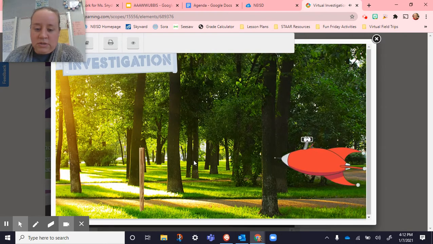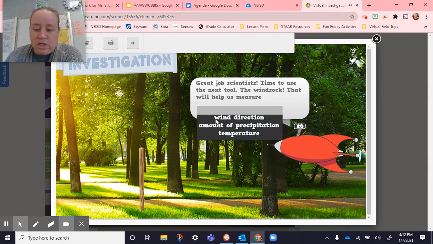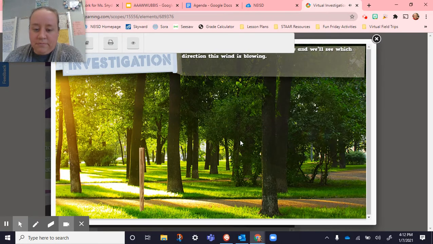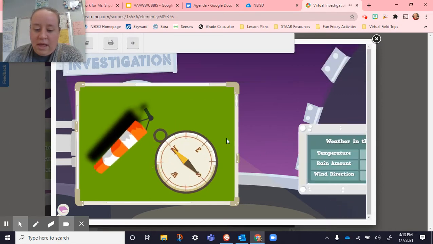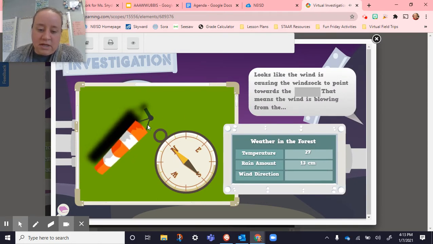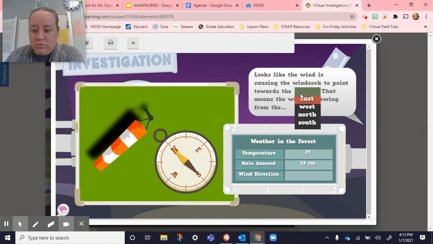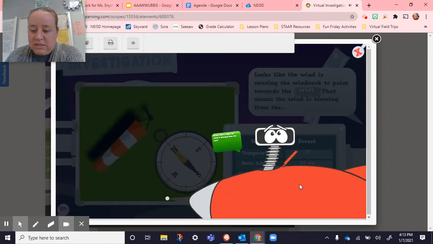And then we're going to look at the wind, which helps us know the wind direction. So we're going to take our windsock and observe it. We need our compass pointed towards the north. If the windsock is moving this way, west, opposite where the wind is coming from, it's blowing from the east. So it's blowing towards the west. That means the wind is blowing towards the east. There we go.